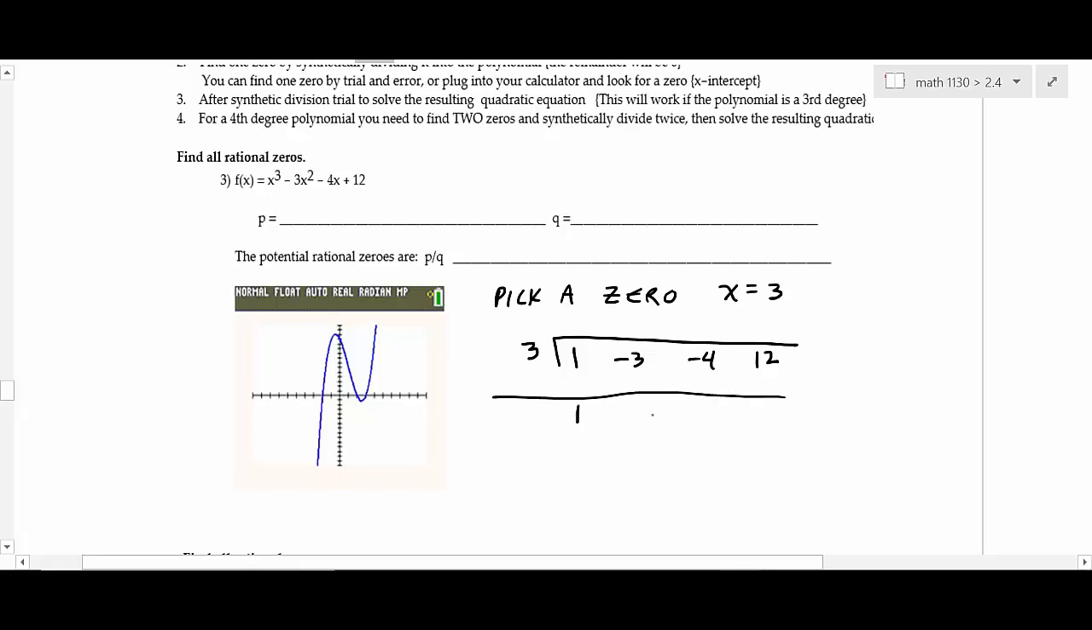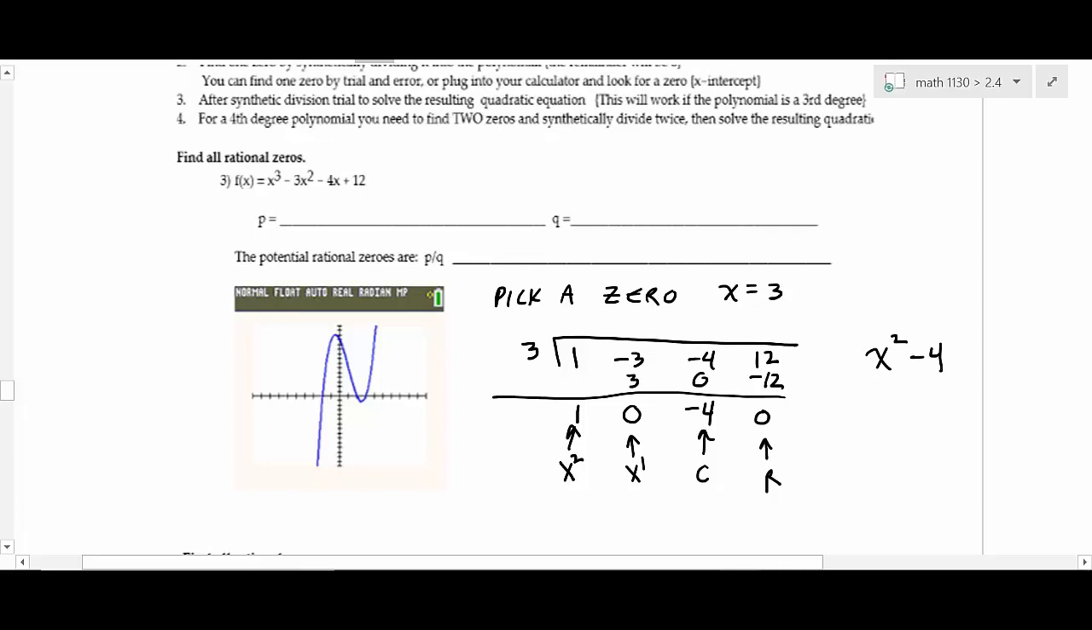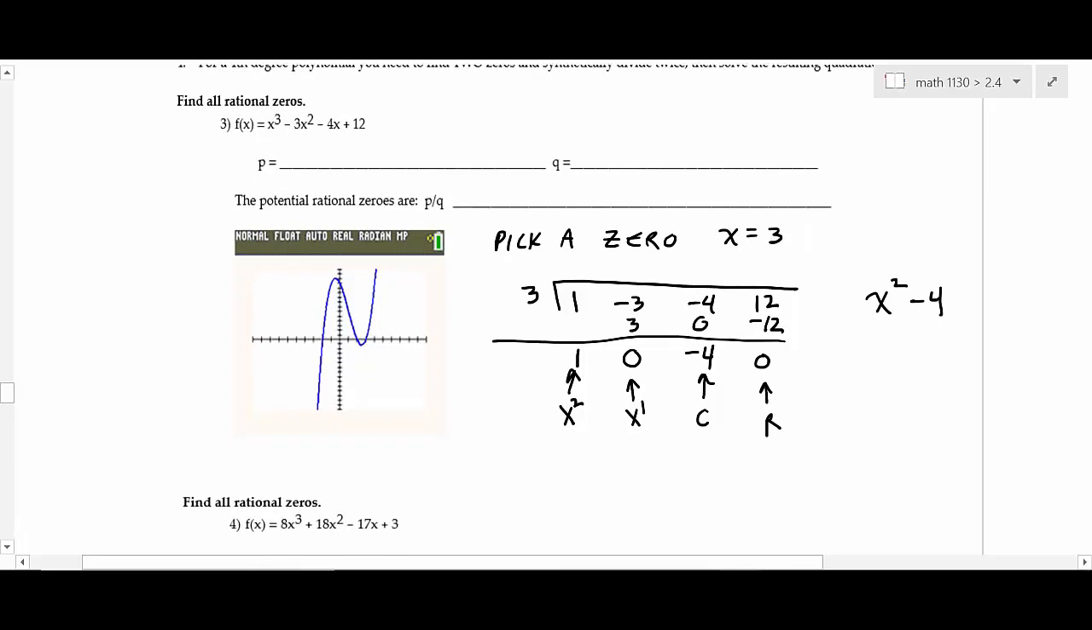So I bring down the 1, multiply, add the column, and let's see if that works out. Okay, sure enough, it works out. That's what the graphing calculator is telling us. So what we're left with, remember that's the remainder, that's a constant term, that's the x to the first term, that's the x to the second term. So what you would end up having is x squared minus 4 as the result. Okay, all right, everybody with me there?